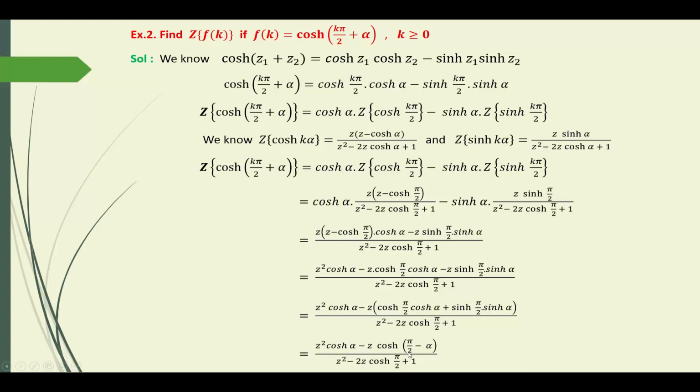This is expansion of cos z1 minus z2. So cos of pi by 2 minus alpha. This bracket is expansion of cos pi by 2 minus alpha upon Z square minus 2Z cos pi by 2 plus 1 is the answer.